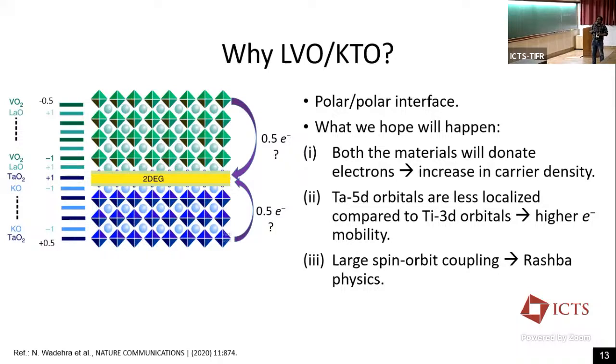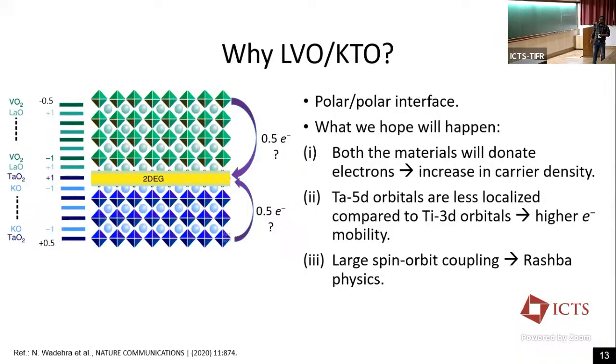And as a result, both the surfaces of LVO and KTO will try to donate the half electrons to the interface. So this will also donate, this will also donate. That will increase the electron density at the interface compared to the polar non-polar LVO-STO interface. So we can expect higher carrier density compared to the polar non-polar.